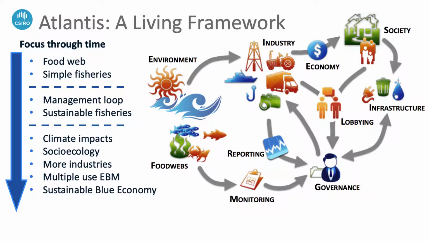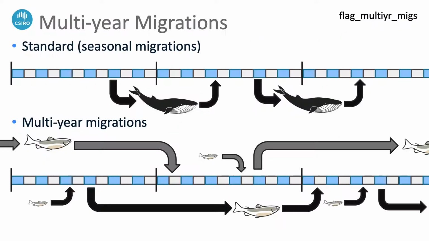As we go, though, we tend to backfill some of those other sections as well. So the new functionality is not just about whole new sectors of the blue economy. It can be about things to do with ecosystems as well. And a key one of those added recently was the multi-year migration. So the standard set of migrations is what you see at the top of there, where an animal leaves and returns in a fixed pattern on an annual basis.